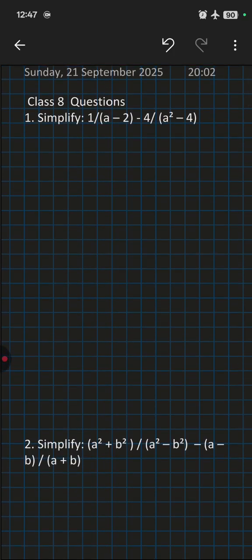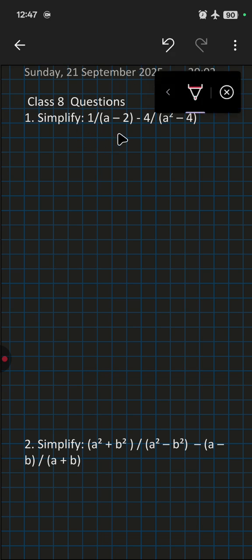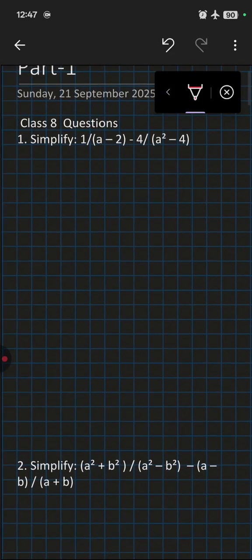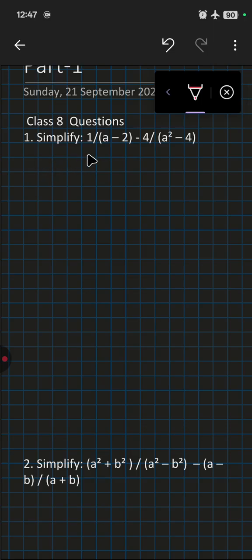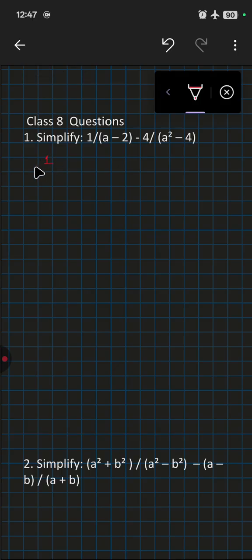In question number 1 in algebraic fractions, the question given is: simplify 1 upon a minus 2. I am writing the question here: 1 by a minus 2 minus 4 upon a square minus 4. So this is the algebraic expression given.